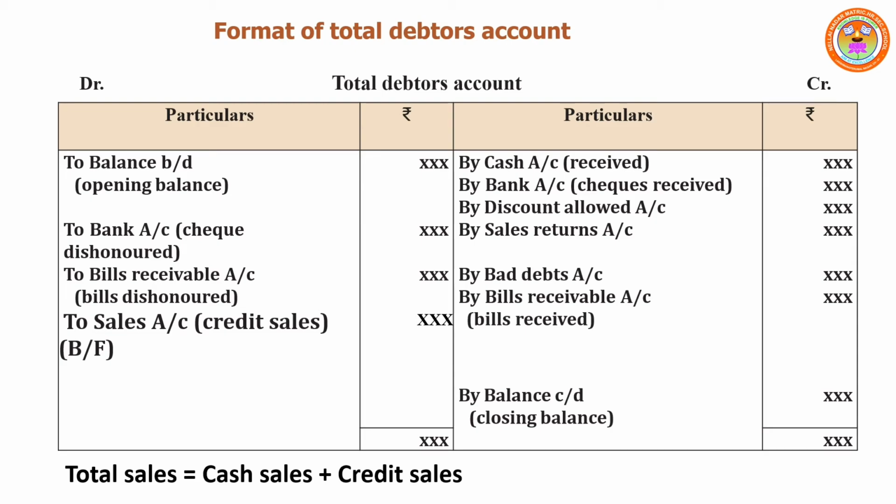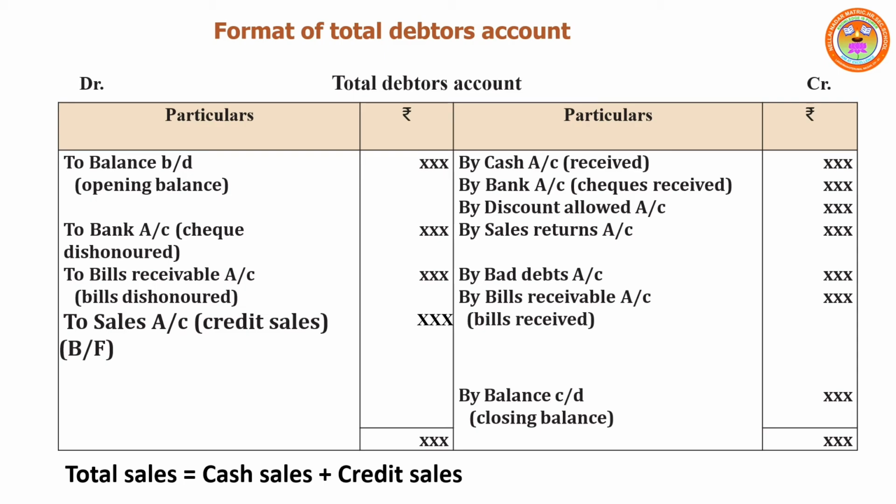That means if we have received any cash from debtors, it used to be written here. Then by bank account, if we have received any check from debtors, it will be written here. Then sundry debtors. Debtors in the sense we have given credit sales to our customers. While giving credit sales, we as sellers used to give discount. So how much discount have you allowed?